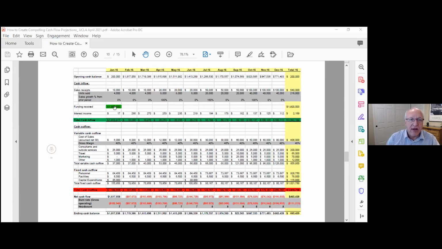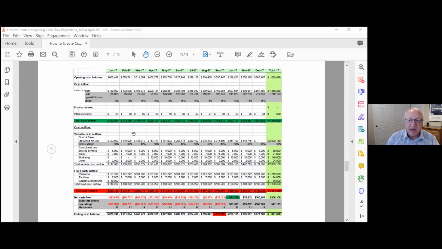So here, I'm trying to raise $1.8 million at the beginning of my projection, right here. And that's going to last me almost until the end of 2 years. So in my example, I thought I'm looking for enough money to take me out two years. And if I was looking for money that would last me 3 years, I would show 3 years.